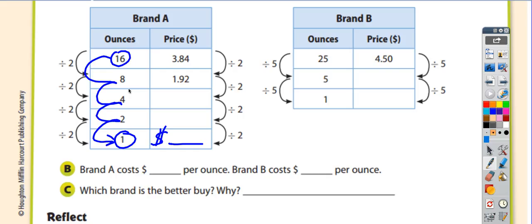Now check out brand B. We're not going to try the same strategy here because if we tried to divide 25 by 2, we'd get 12.5. So instead of dividing brand B by 2, we're going to divide by 5. 25 divided by 5 would be 5, and 5 divided by 5 would be 1. And that's the same thing. We'd figure out the price here for 1 ounce. So go ahead and take a minute to complete those tables, and then we can compare the price for 1 ounce of each. Please pause the video and resume it when you're ready to check answers.